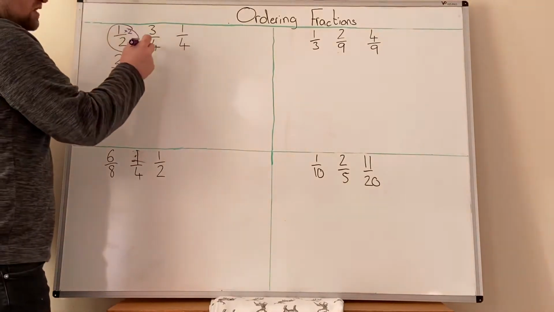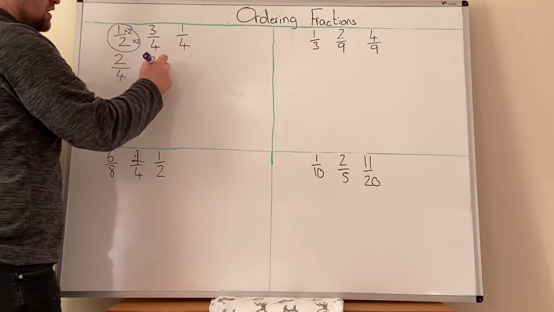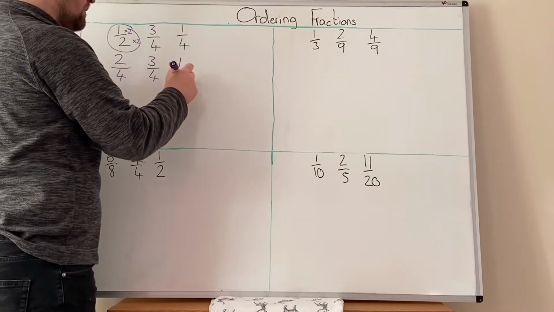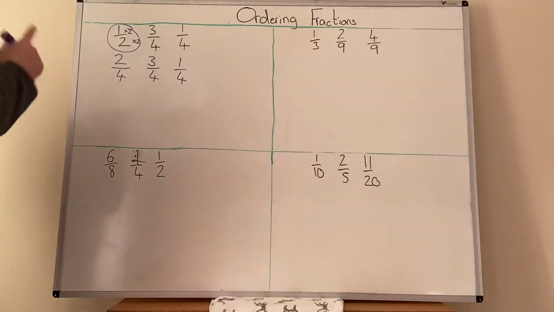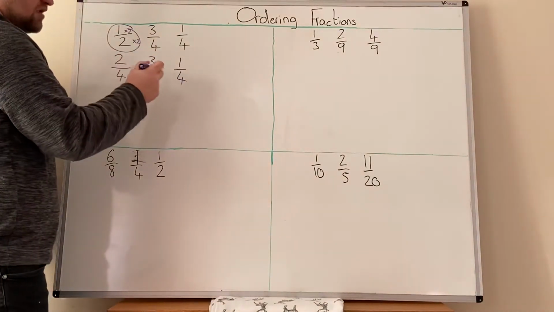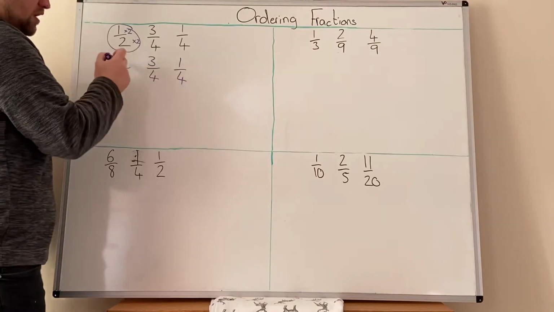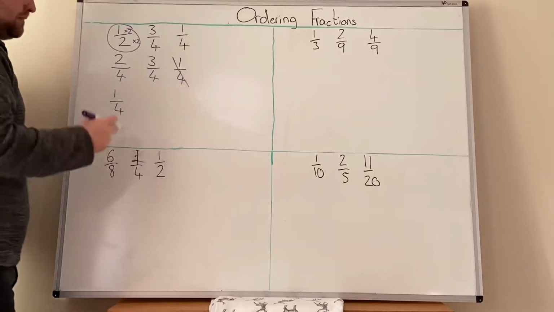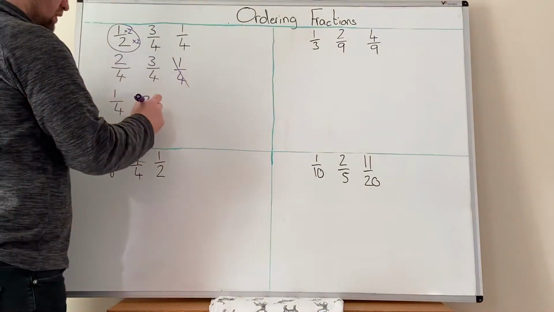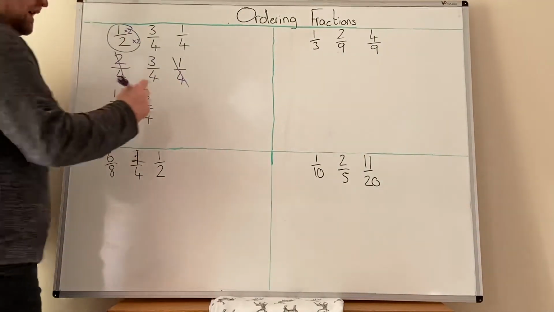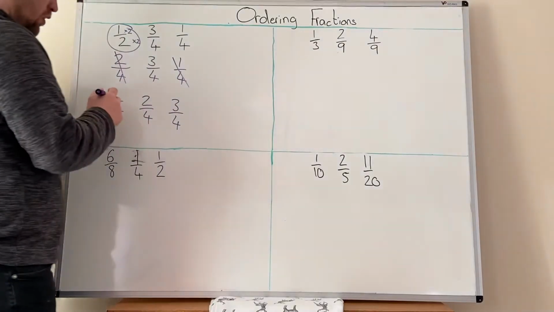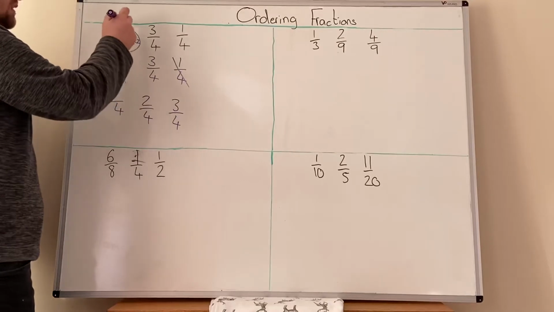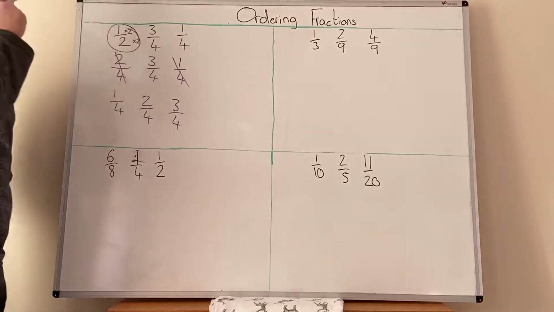We don't need to change this fraction, because it's already got a denominator of 4, and we don't need to change this fraction because it's already got a denominator of 4. Now, thinking back to what we did last lesson, when the denominators are all the same, we don't need to worry about them. We need to worry about the top numbers. So 1 is the smallest, so we can cross that out when we've dealt with it. 2 is the next smallest, so 2 over 4, cross that out because we've dealt with it. And then we've got 3 over 4, which is left over. So 1/4, 2/4, 3/4. That all happened because we changed this first fraction so that it had a denominator exactly the same as the others.